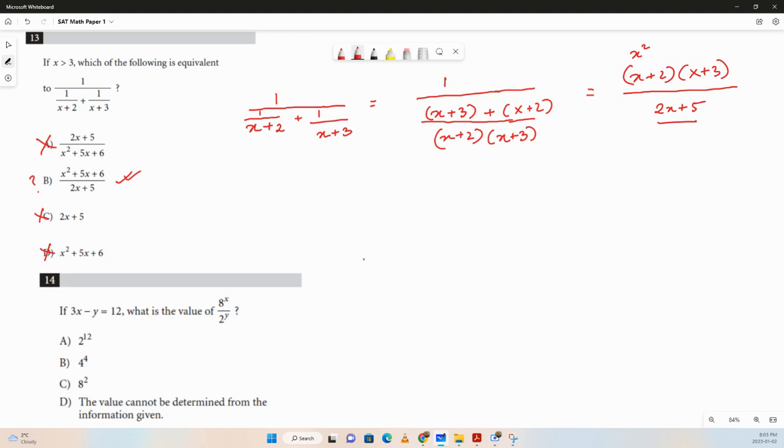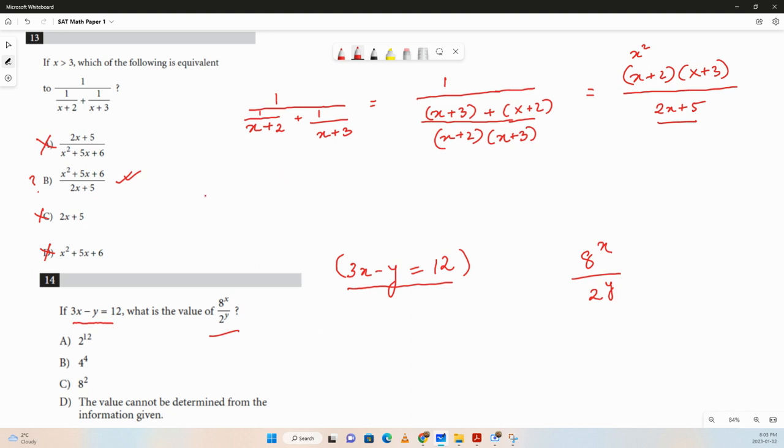So in question 14, we are given 3x minus y is equal to 12. Okay, and then we are asked to find 8 to the power x over 2 to the power y. Okay, so first of all, it's hard to comprehend, right? Why are we given this equation, and why are we asked to find something, right? So our objective should be to use this equation somehow, and since it is given, for sure we will use this equation. Okay, so let's try to simplify this 8 to the power x over 2 to the power y. So how can we simplify?